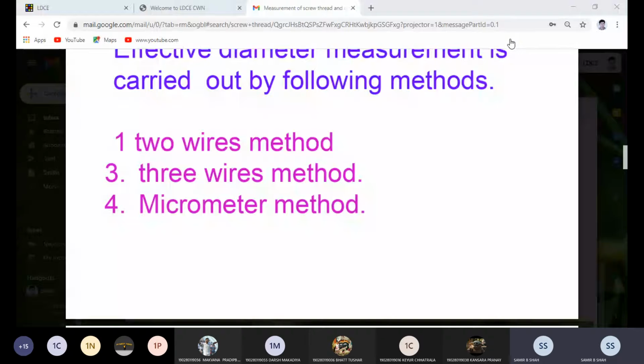Okay, so from these three, the two wire method is used when a floating carriage micrometer is available for the measurement purpose. So you have to remember that. Most probably, the two wire method is very important from the exam point of view and from the industrial point of view.